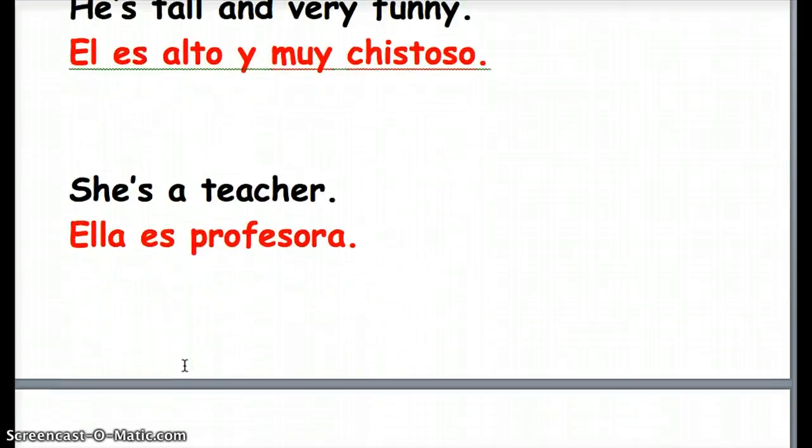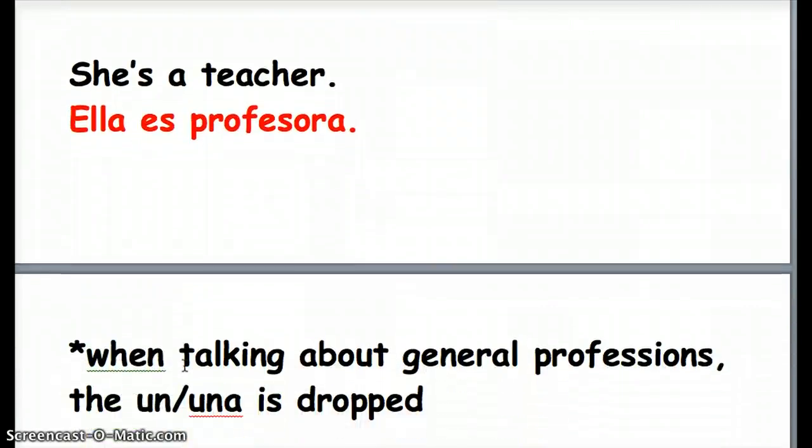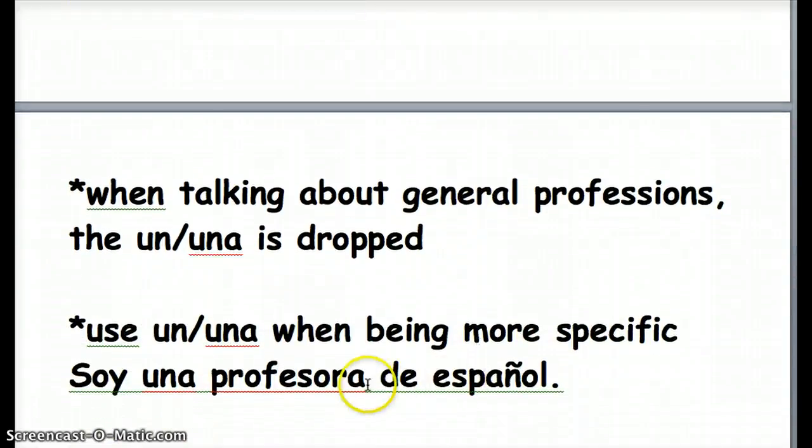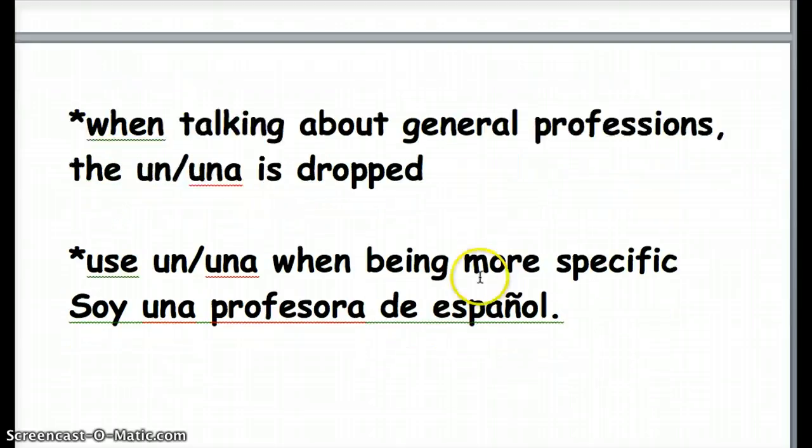There is no una in front of profesora because when you're speaking about professions generally, you're going to drop the un or the una. If you're going to be more specific, like a Spanish teacher, I'm a Spanish teacher, soy una profesora de español, then you will use the un or the una. But when speaking about professions generally, drop the un or the una after ser.